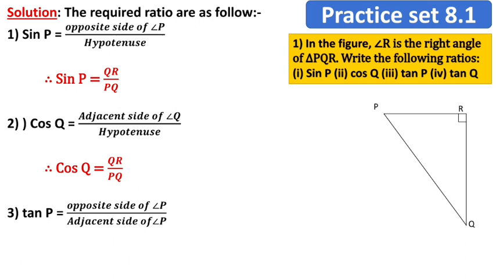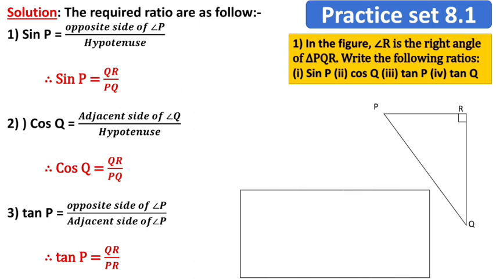The third one we have to find is tan P. Tan P means opposite side of angle P upon adjacent side of angle P. As per P, the opposite side is QR and the adjacent side is PR. So, tan P equals QR upon PR. The fourth one we have to find is tan Q. So, what will the tan Q formula be? Opposite side of angle Q upon adjacent side of angle Q. As per Q, the opposite side is PR and the adjacent side is QR.